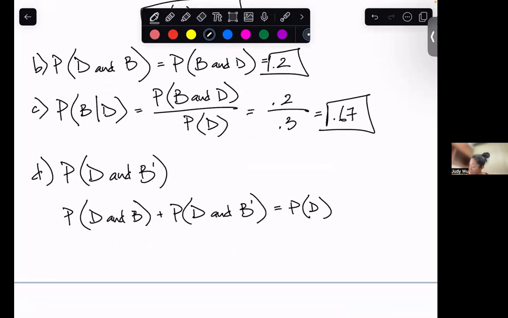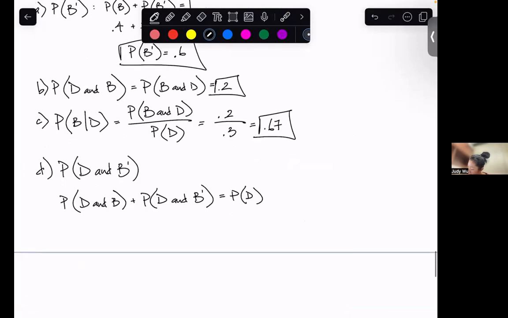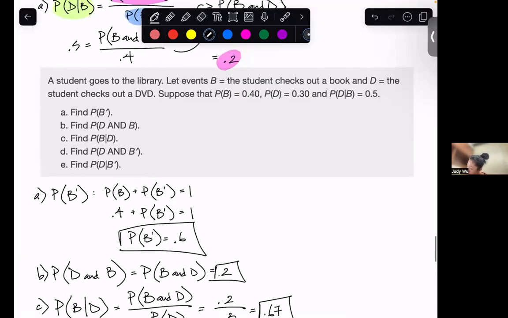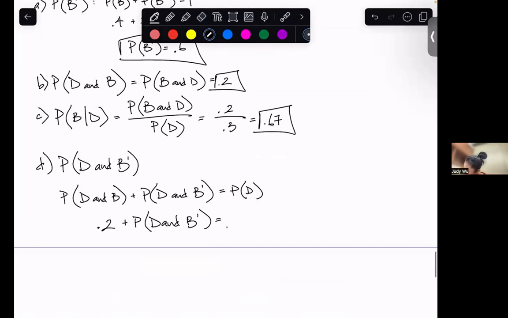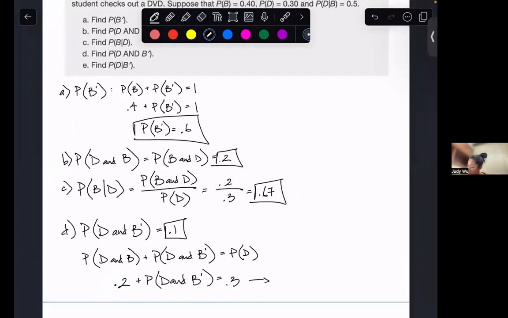And so let's plug in the numbers we have. The probability of D and B I have is 0.2, plus the probability of D and B prime, equals the probability of D, which is 0.3. And all I'm going to do is subtract that 0.2 to the other side, and I get that the probability of D and B prime is 0.1. So a little bit of an extension from part A.